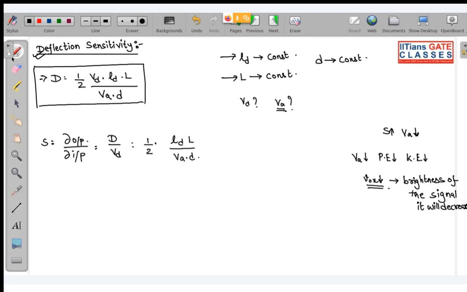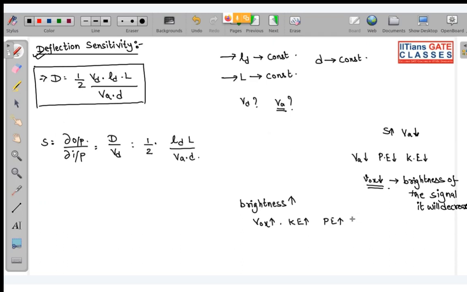Now tell me, if I want to increase the brightness, what should I do? You are going to say, sir, just now you told me to increase VOX. If you increase VOX, kinetic energy will increase. Kinetic energy increase means potential energy is also increasing. Basically, this is the drop in potential energy or the increase in potential energy.